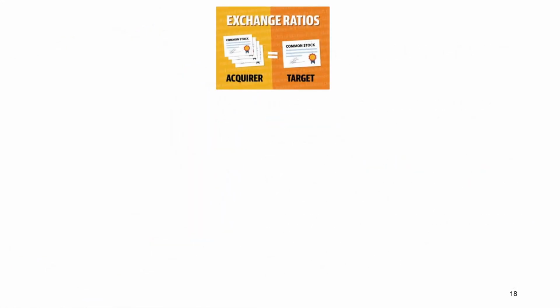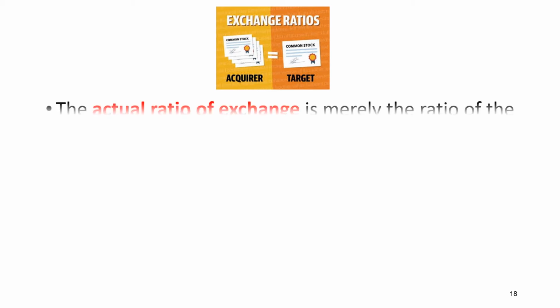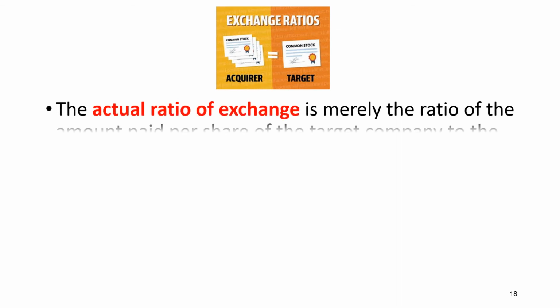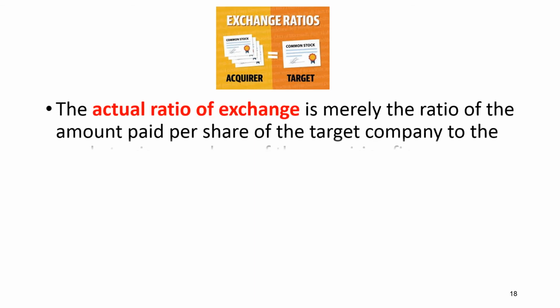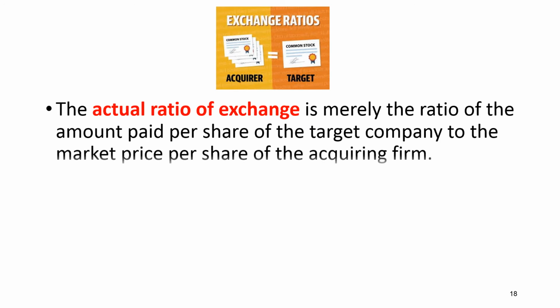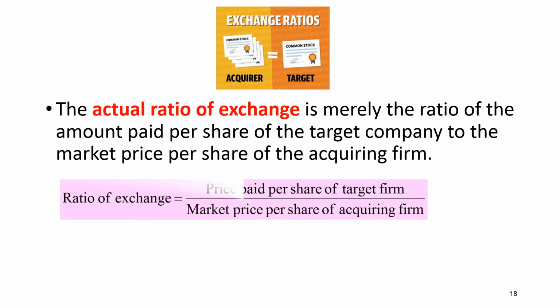It is also important to understand the concept of ratio of exchange. By definition, the actual ratio of exchange is merely the ratio of the amount paid per share of the target company to the market price per share of the acquiring firm. To remember this formula easily, you can imagine the price of purchase is paid by the value of the acquiring firm. Ratio of exchange of 1 means one acquiring firm share is exchanged for each target firm's share.